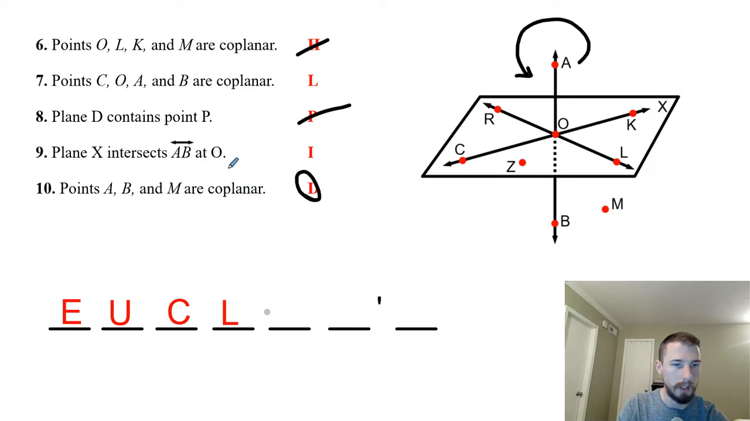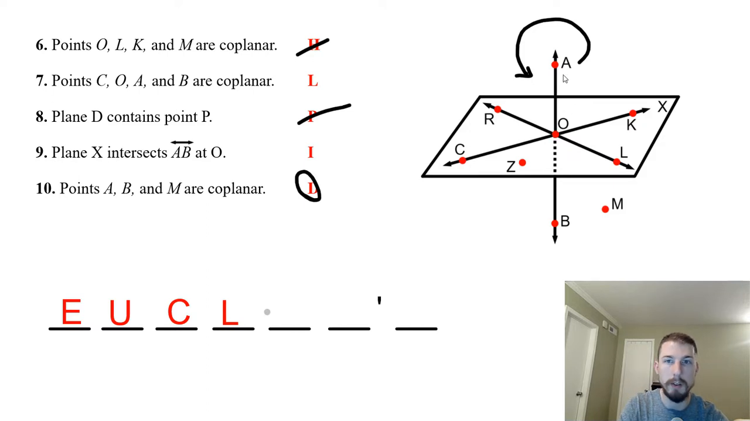And then plane X intersects line AB at O. And I know this is a line because it's got arrows in both directions. So plane X, our horizontal plane, intersects line AB, which is our line that's going vertically, and it is going to pierce the plane at point O.